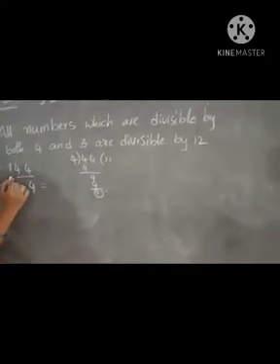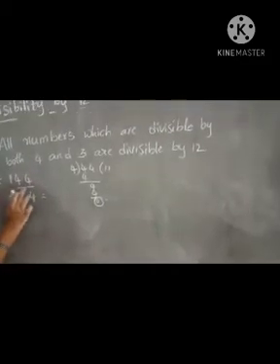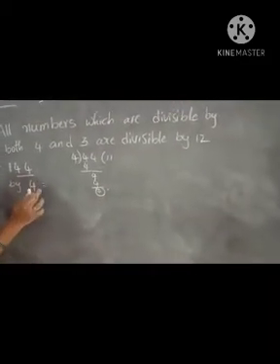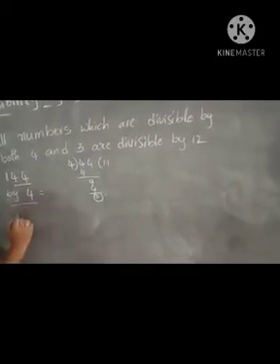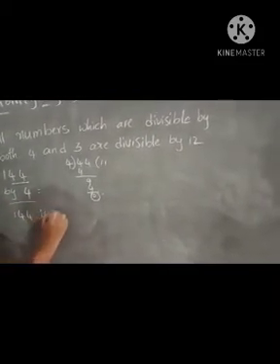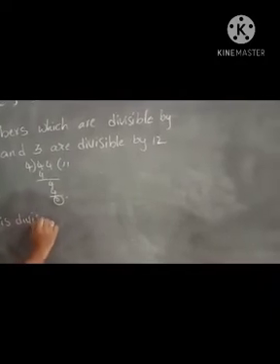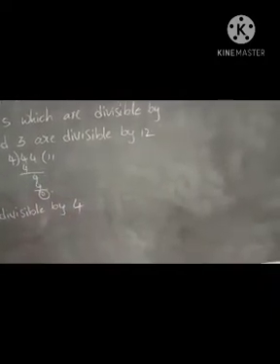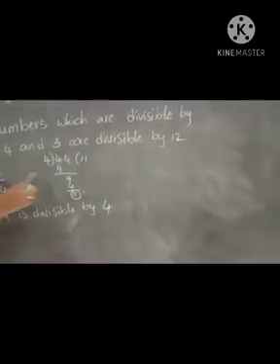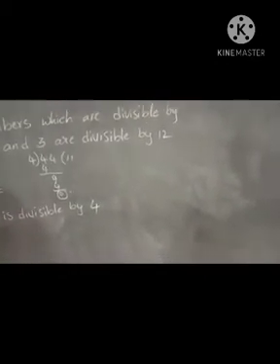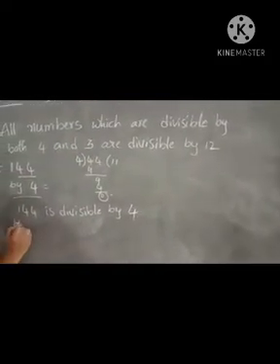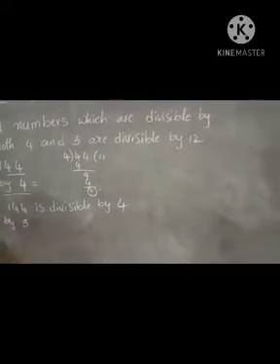So here, what is the total number? 144. 144 is divisible by 4. Why? Because the last 2 digits are divisible by 4. That's why the total number is divisible by 4. Again, by 3. What is the example here?